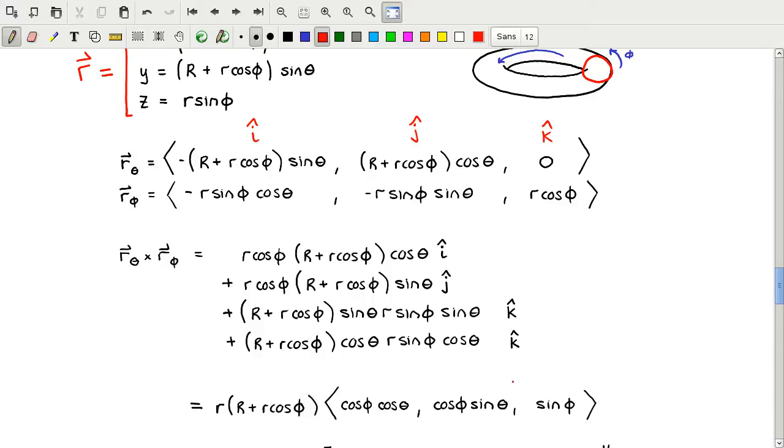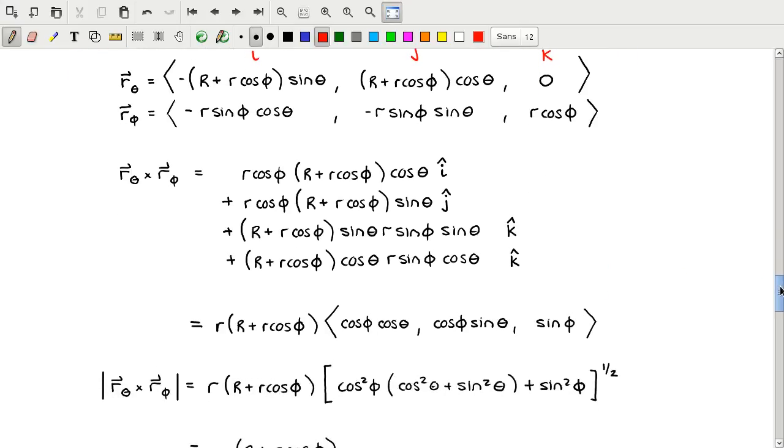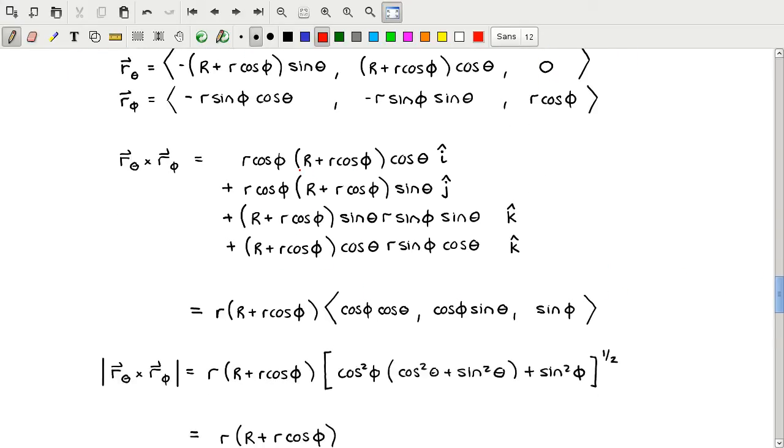We have lots of terms here, and we now need to take the magnitude of this vector, and that looks like a daunting task, but it can be simplified if we notice that all of these terms have some common factors. We have here R, capital R, the radius of the donut, plus little r cosine phi in every single term, so that can be pulled outside the vector. We also have a little r in every term, and so that can be pulled outside the vector, and we get this prefactor, and what's left is a more manageable vector.